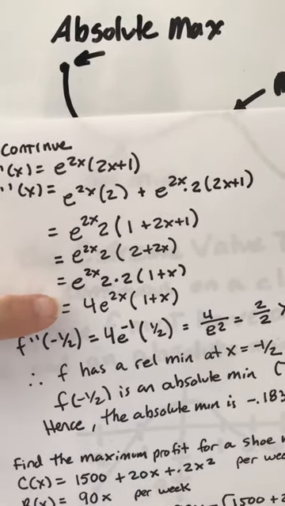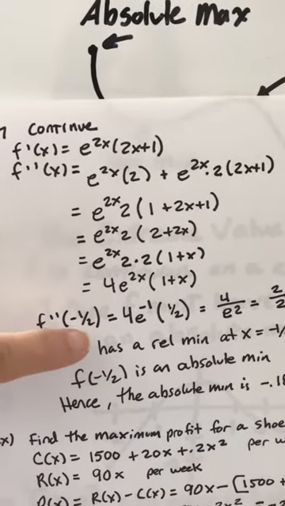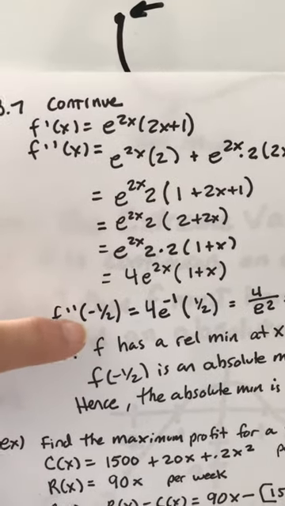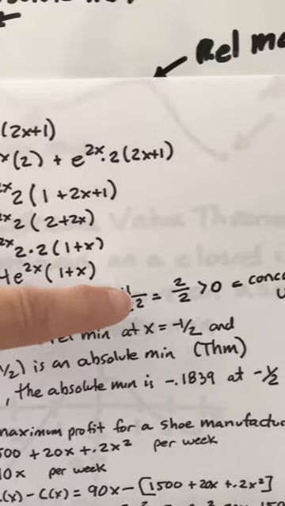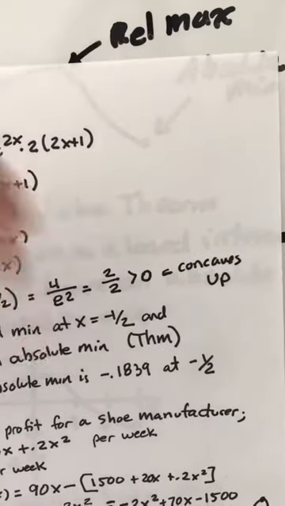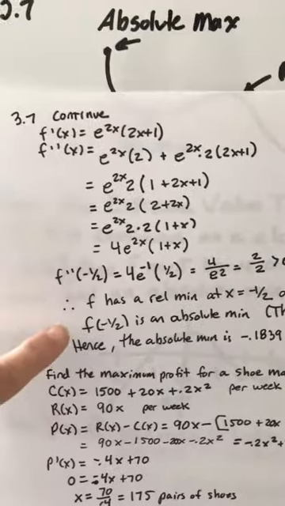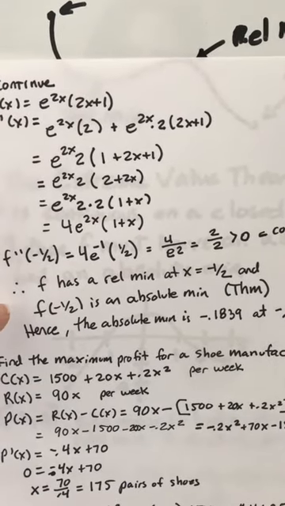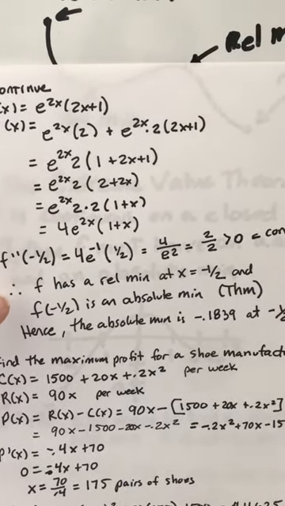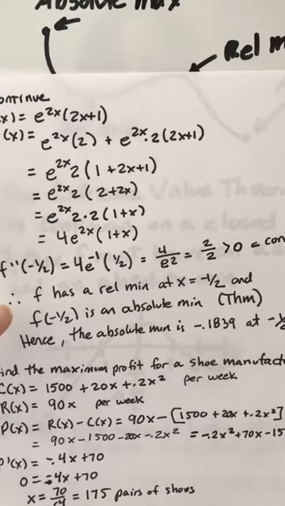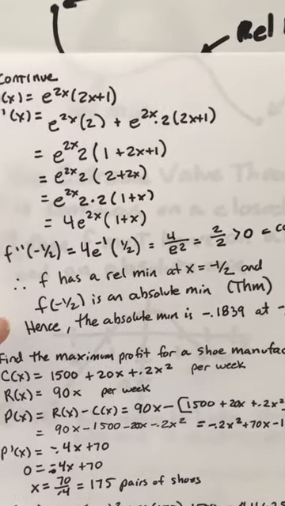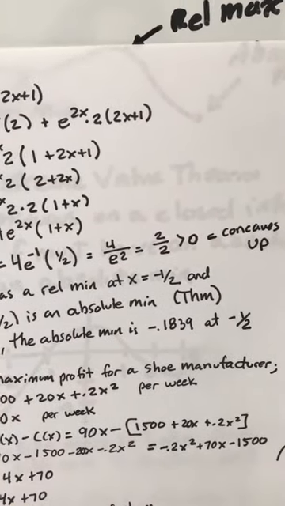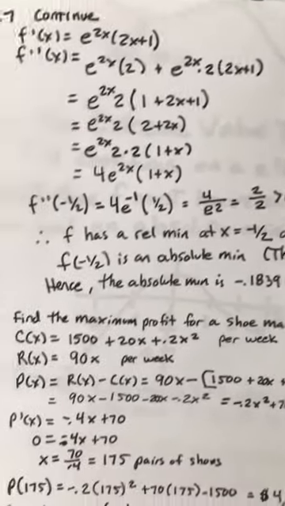Now we're going to evaluate f double prime of x at our critical number, by the previous theorem, to see if it concaves up or down. We input it and see that it is greater than 0, therefore it concaves up. Therefore f has a relative min at x equals -1/2, and f of -1/2 is an absolute min. That's the theorem. Hence we conclude the absolute min is -0.1839 at x equals -1/2.